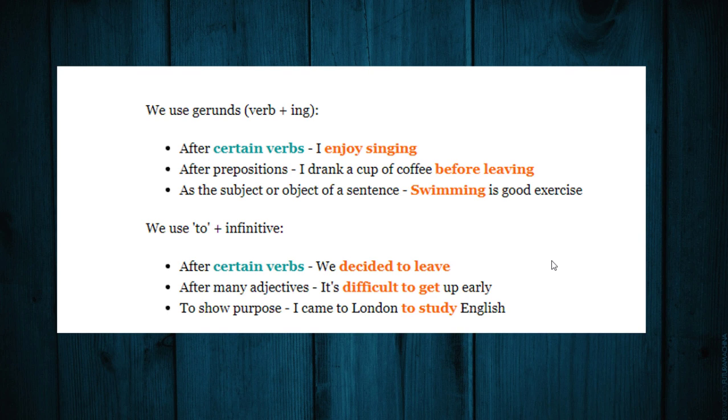And as the subject or object of a sentence. Swimming is a good exercise. Se usa como gerundio, dice como sujeto o objeto de una oración, ¿ya? Swimming is a good exercise. Swimming es el sujeto, ¿ya?